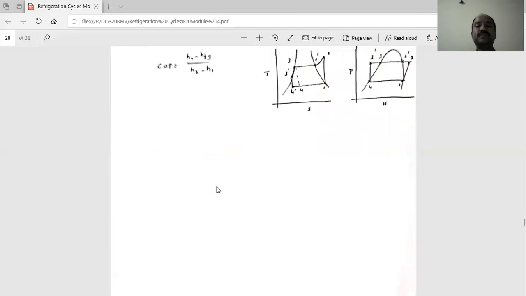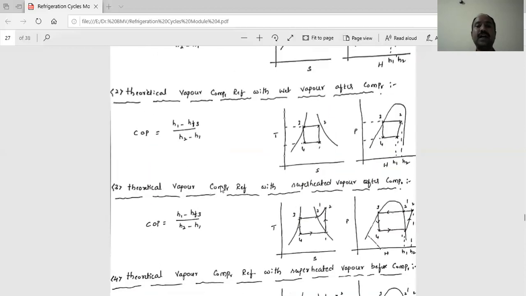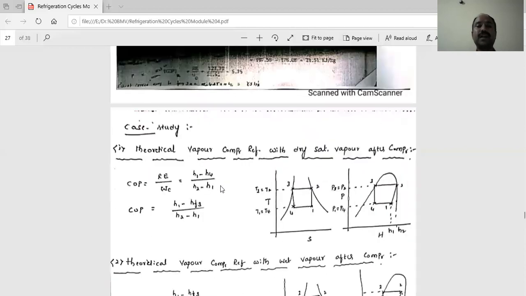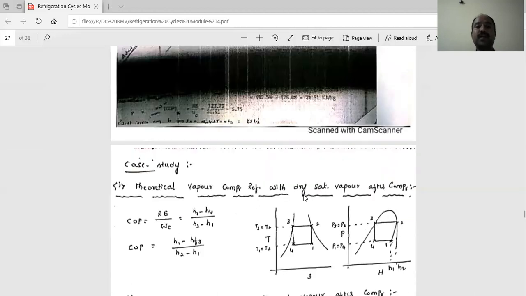These are the case studies of the different vapor compression refrigeration systems. For all the case studies we will have problems, and we will discuss them one by one later. I will stop here.